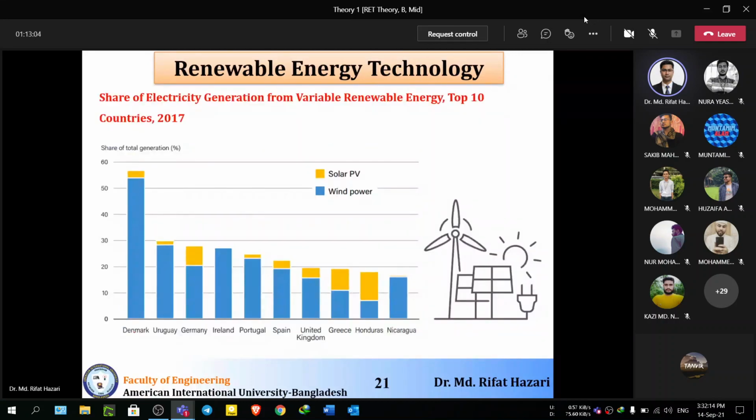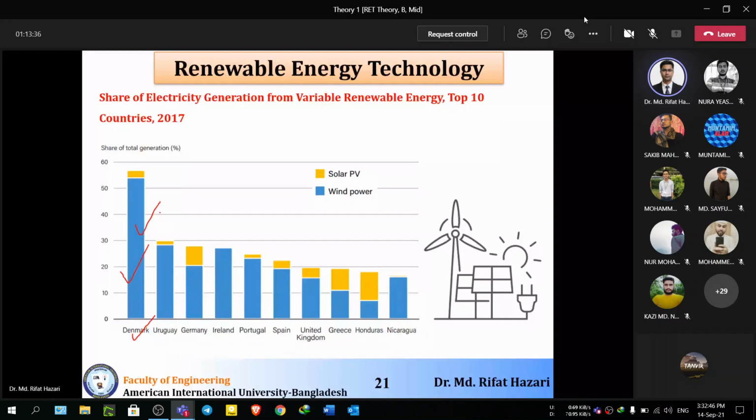As expected, Denmark: if you consider their total generation, more than 55% is coming from renewable energy, isn't it? And more than 50% is coming, as expected, from the wind turbine, because in Denmark there are a lot of wind turbines. Maybe you have seen it in movies or on YouTube, right? So out of the total generation, they are getting more than 50% just from wind turbines.